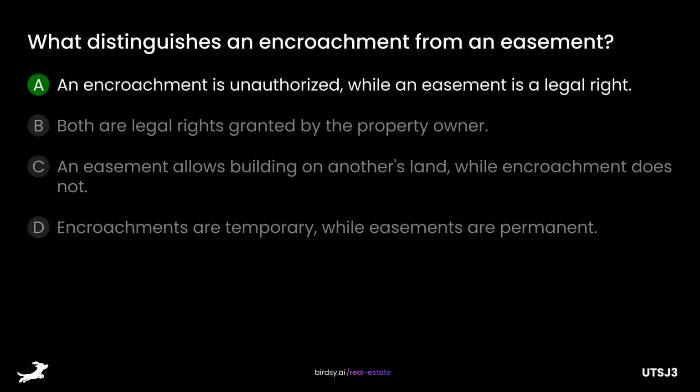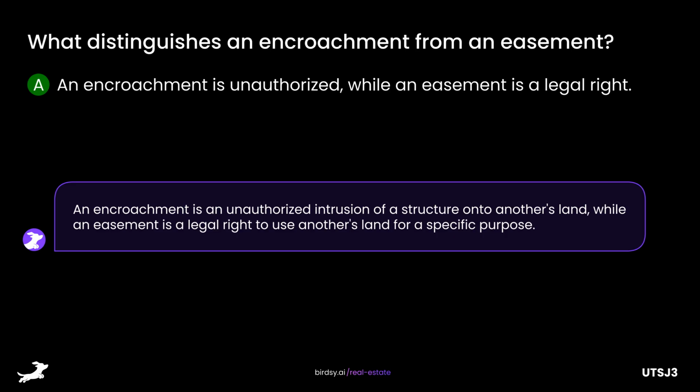The answer is A, an encroachment is unauthorized, while an easement is a legal right. An encroachment is an unauthorized intrusion of a structure onto another's land, while an easement is a legal right to use another's land for a specific purpose.